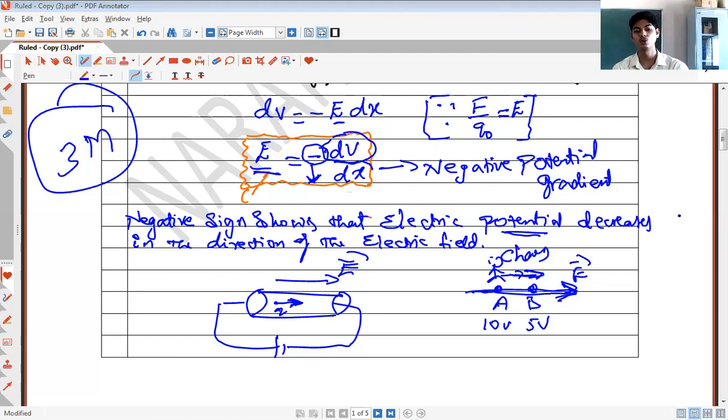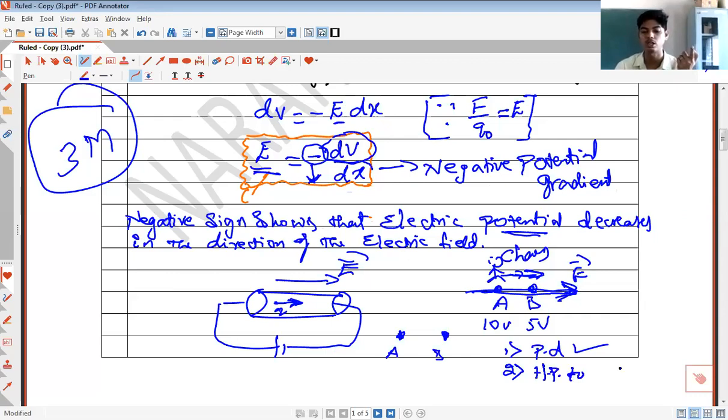A charge flows between 2 points. For charge to flow between A and B, the first condition is that there must be a potential difference between these 2 points, and charge flows on its own only from higher potential point to lower potential point.